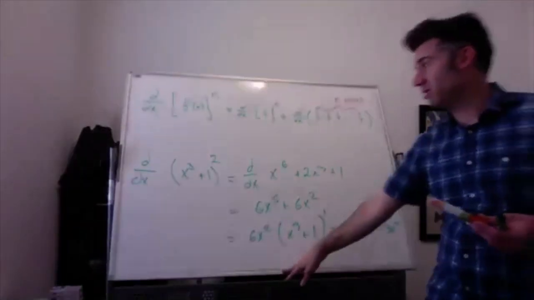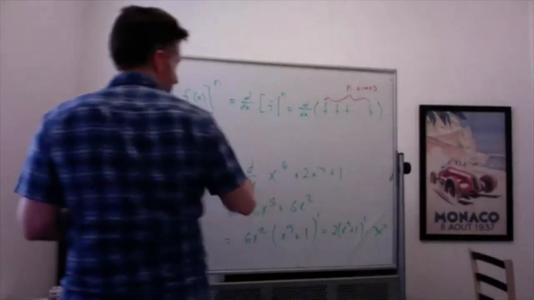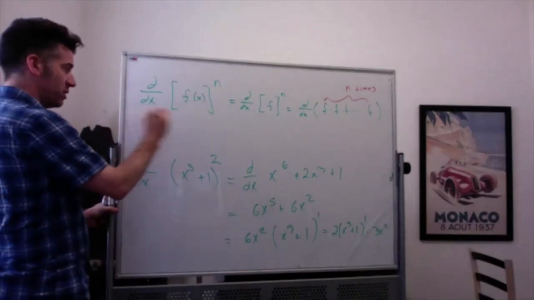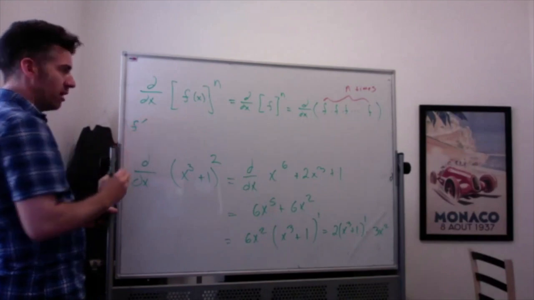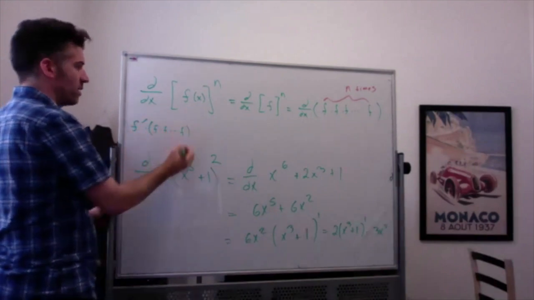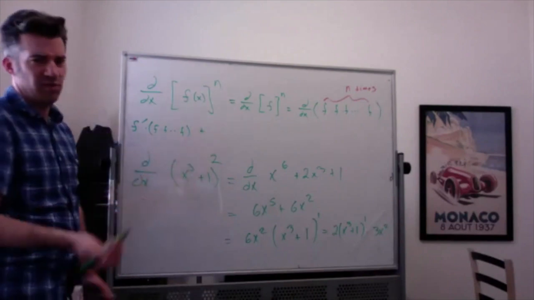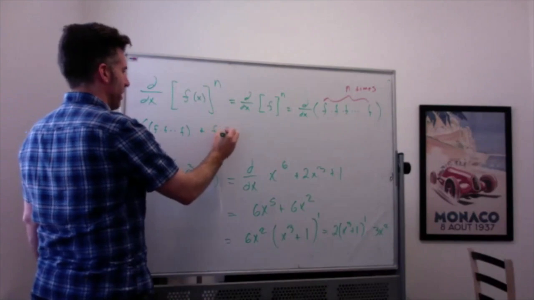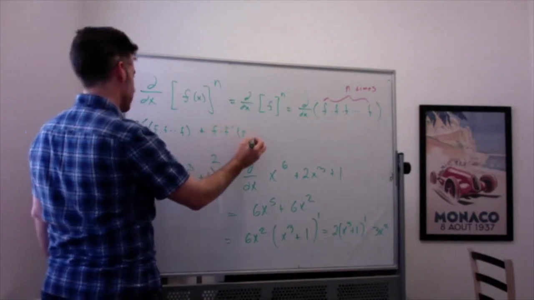So here's how this is going to look. I've got f times f times f times f, n times. So I'm going to have in the first piece f prime times the rest f's. And the second piece, I would normally write the f primes down front, but I could write, okay, I've got an f times an f prime times the rest f's.